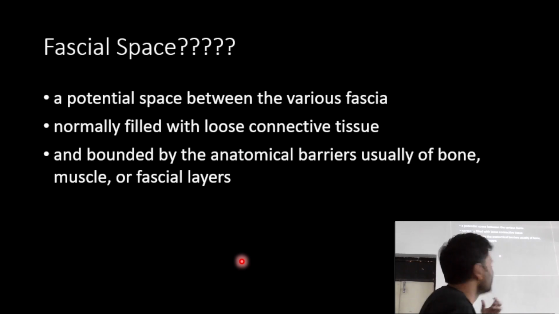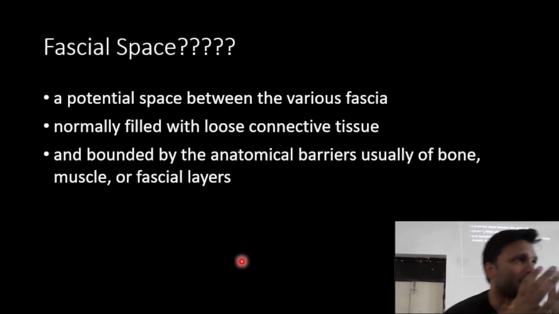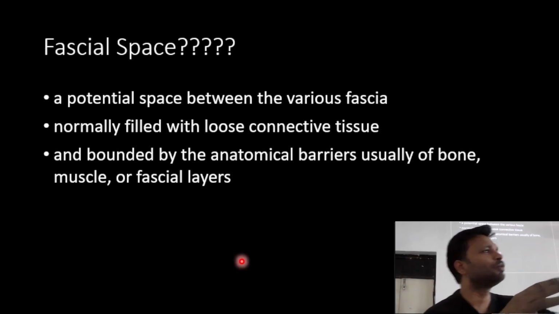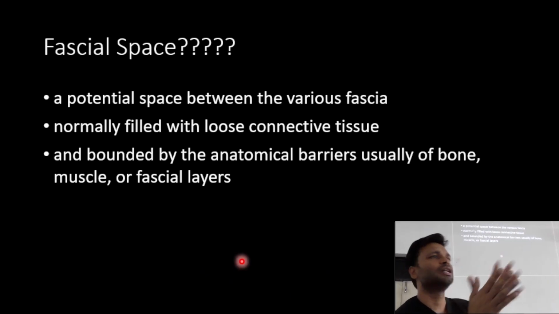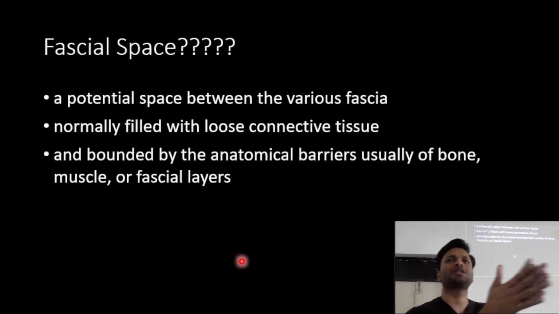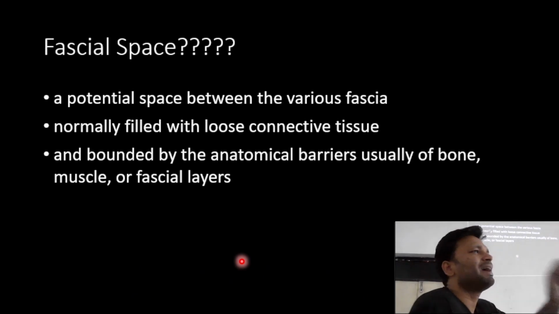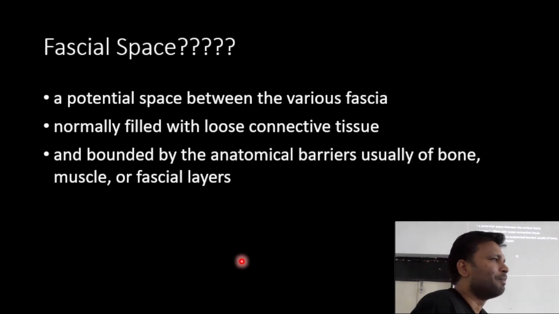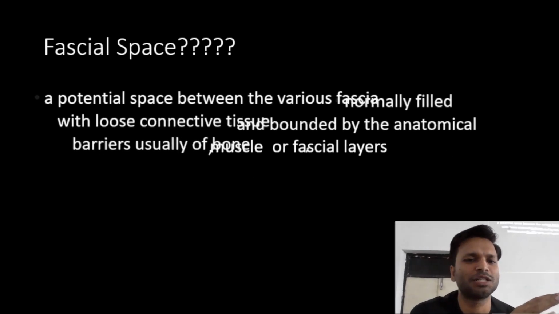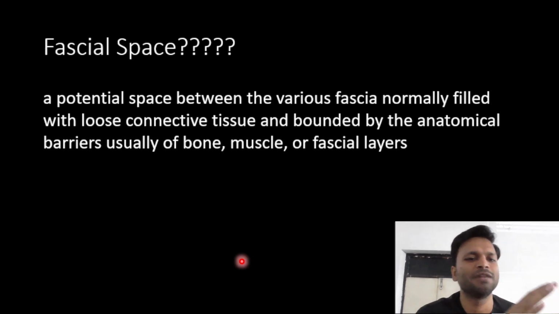Then we come to something called fascial spaces. Now a fascial space is basically a potential space. Abhi space hai nahi. In a normal human body there is no space between the two fascial planes. Do fascias ke beech mein there is no space. It is filled by a very thin layer of connective tissue. But when we apply pressure in that region and we necrose the loose connective tissue and push apart the two layers, then we get a space. So basically this is the definition: a potential space between the two fascia, normally filled with loose connective tissue, bounded by anatomical barriers, that is bone, muscle and fascial layers.